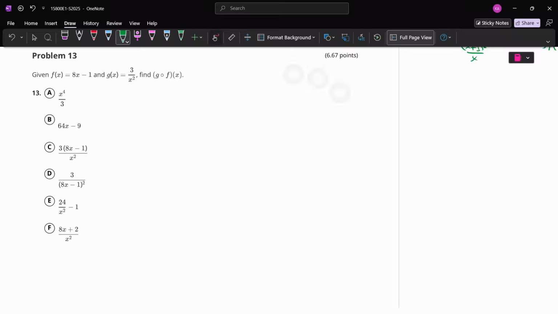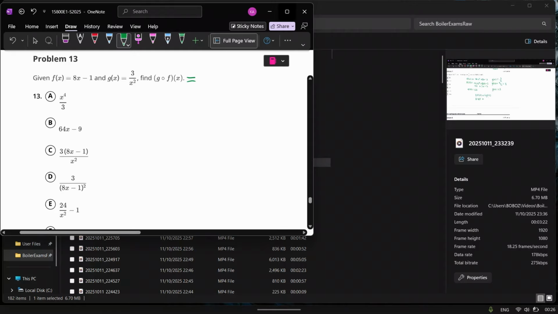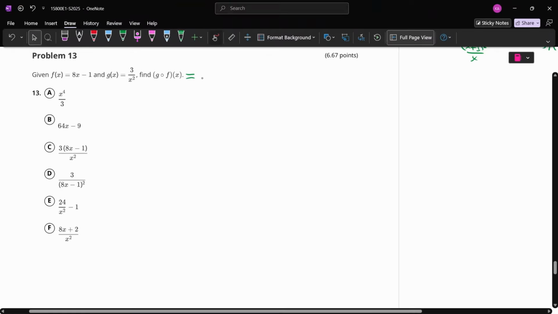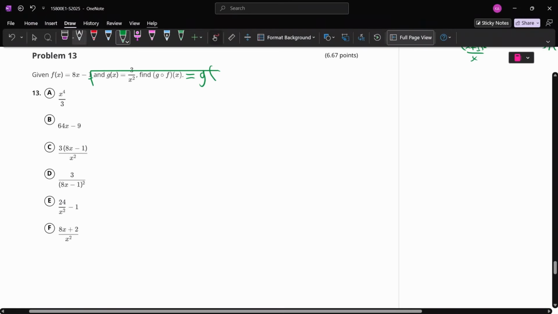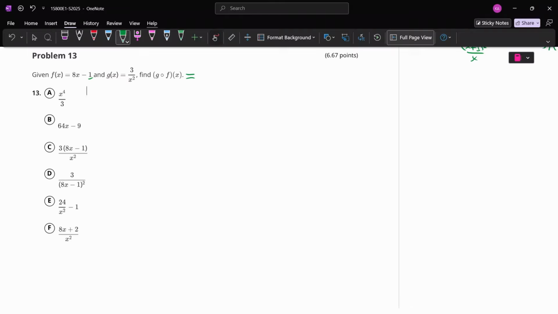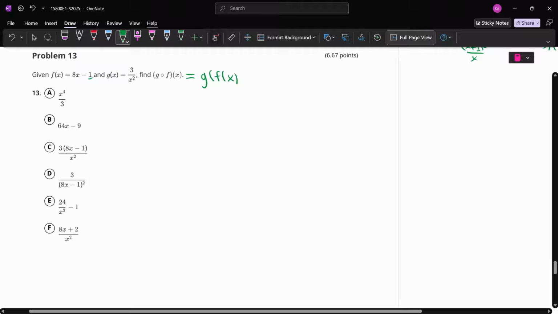So the first thing I'm going to do is clear up some confusion. In case you're not sure, this notation over here is going to be equal to the same thing as g of, okay. Sorry about that, my computer seems to be acting up right now. That's going to be the same thing as g of f of x.